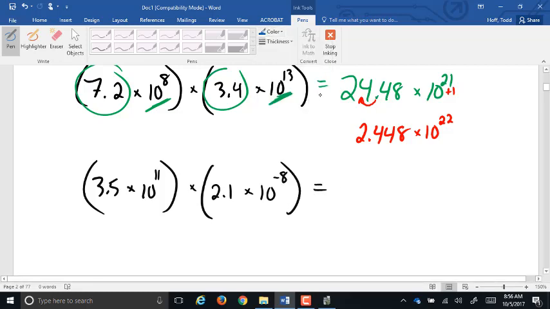So something like this, 3.5 times 10 to the 11th times 2.1 times 10 to the negative 8. Multiply the counts. 3.5 times 2.1 is what, 7.35? Times 10 to the 11th times 10 to the negative 8th. To the third, you got it. We're multiplying, so we add powers. 11 plus negative 8 is 3. And that's it right there. Nothing to adjust on that one.